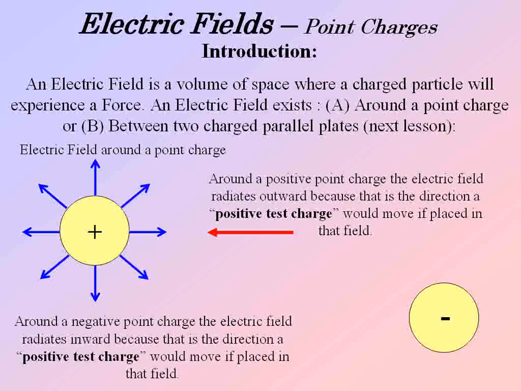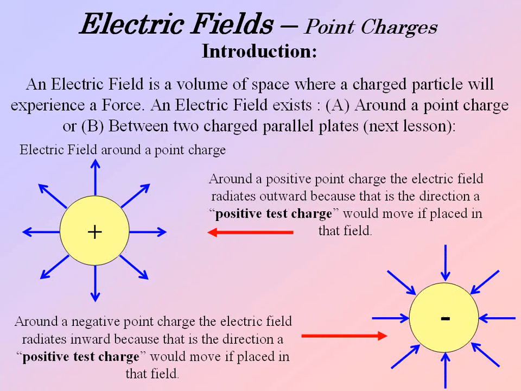Around a negative point charge, the electric field radiates inward because that is the direction a positive test charge would move if placed in that field. So a positive will move towards the negative, it is attracted. So around a negative charge, the electric field radiates inward.